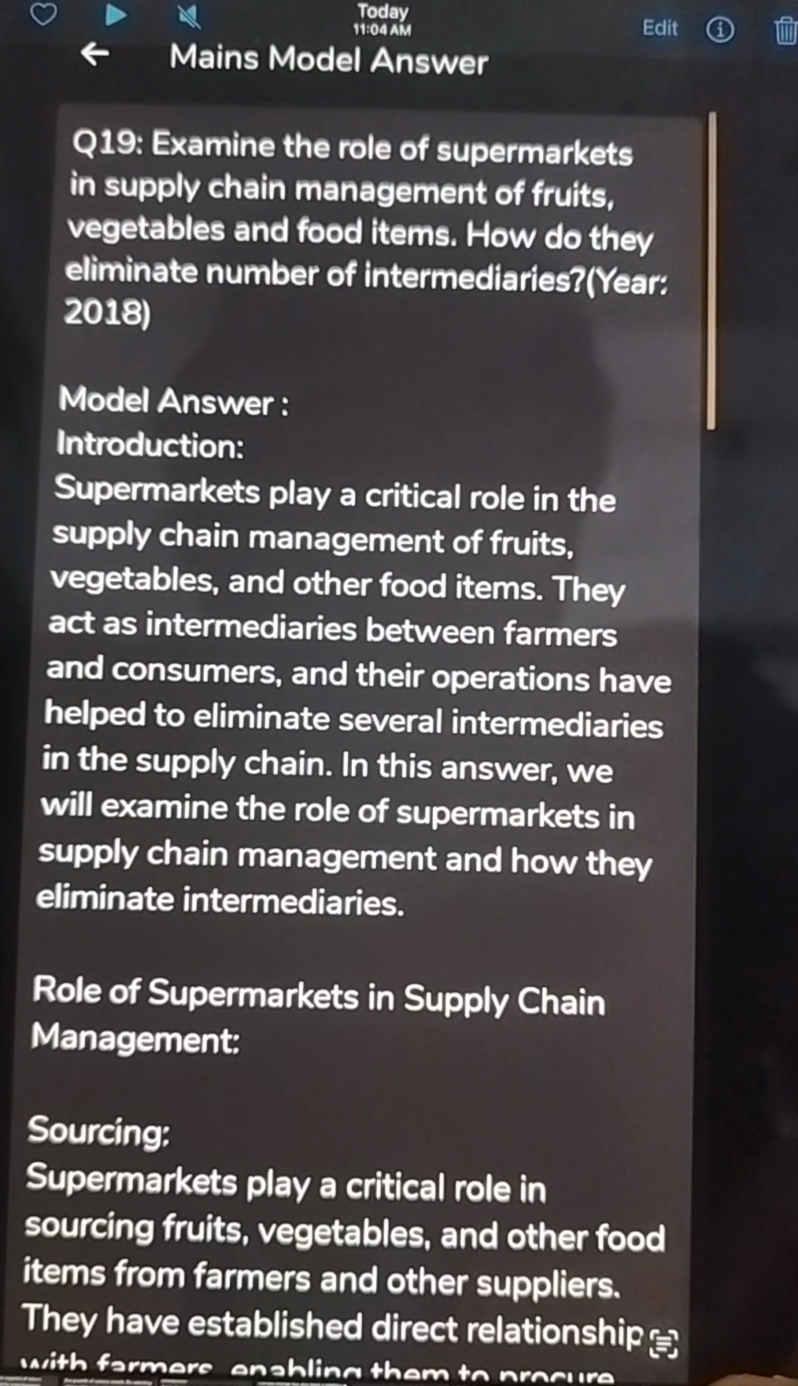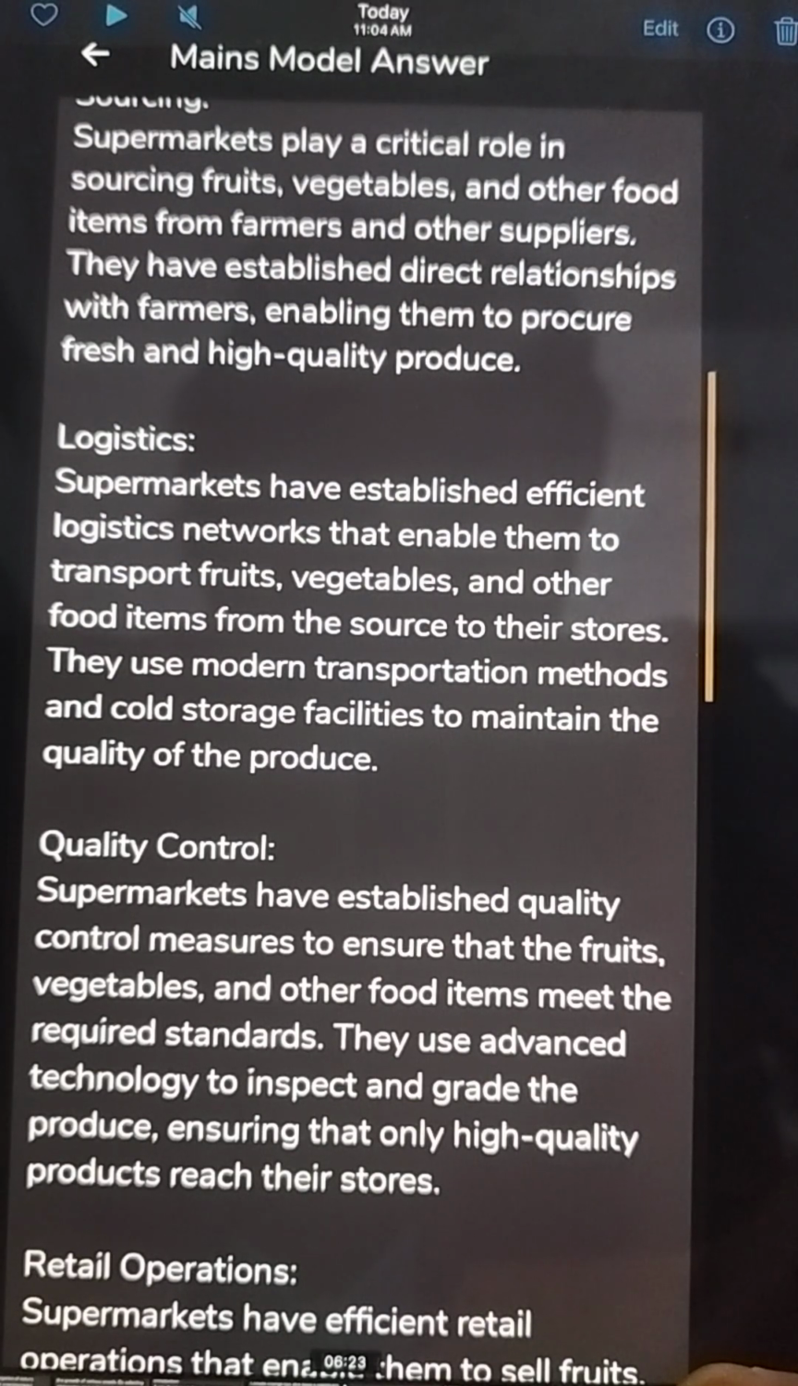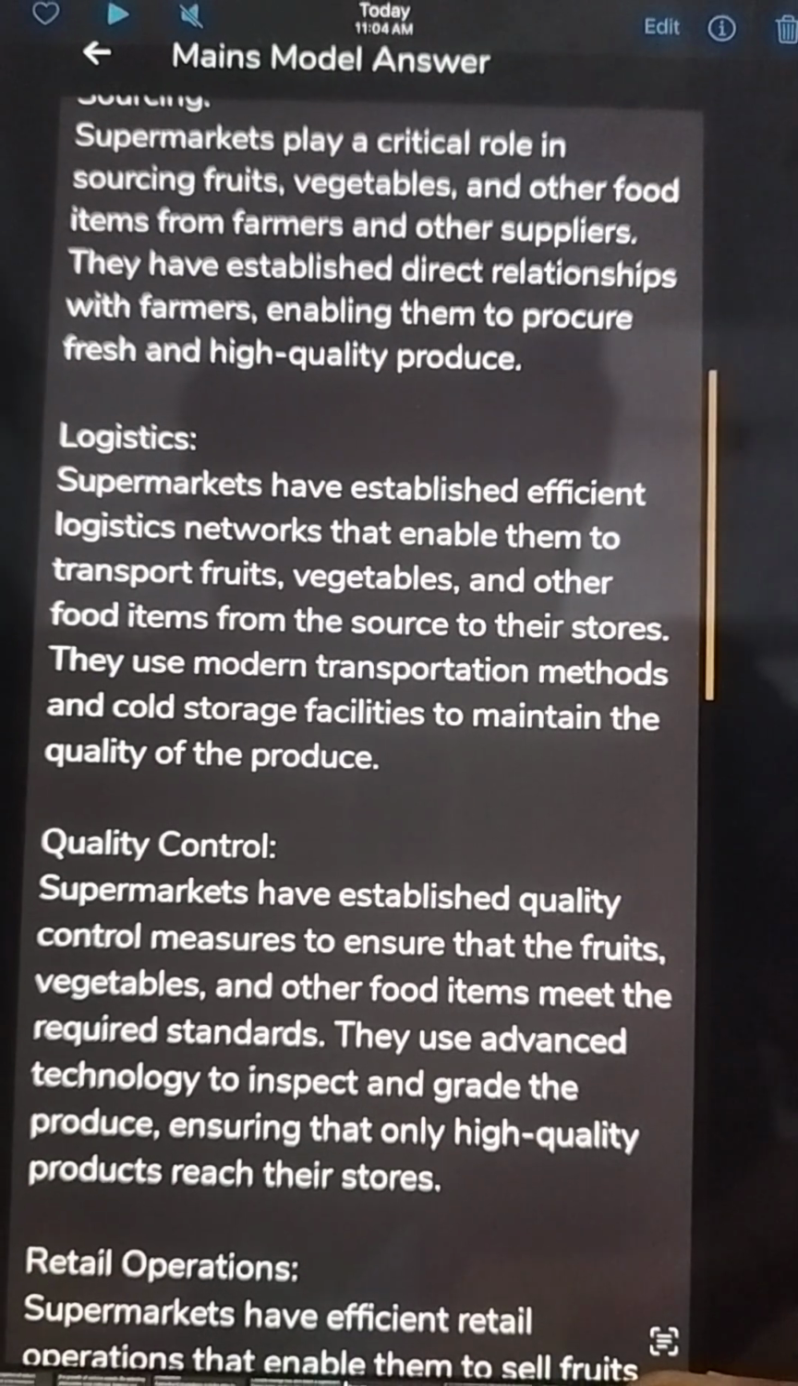Role of supermarkets in the supply chain management. Sourcing first. Supermarkets play a critical role in sourcing fruits, vegetables, and other food items from farmers and other suppliers. They have established direct relationships with farmers, enabling them to procure fresh and high quality produce.